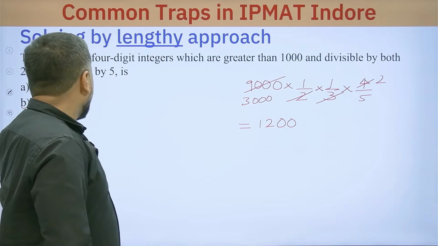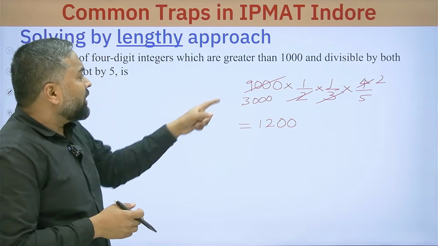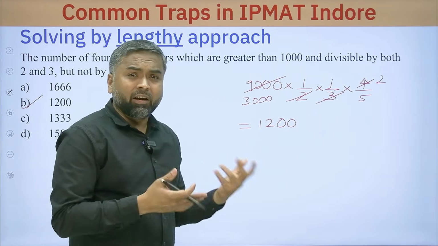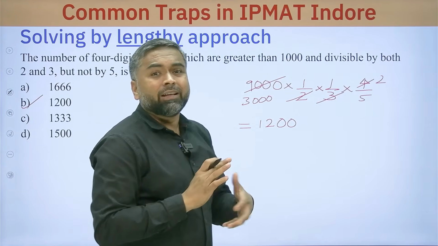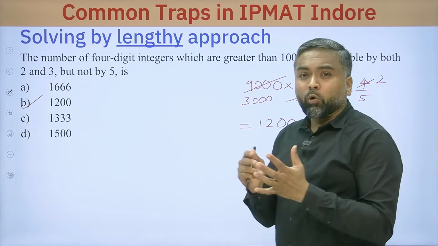If there had been an option 1199 or 1201, I would have checked whether 1000 satisfies the given condition or not, and otherwise I would have subtracted it. That's it. So again, as simple as that.